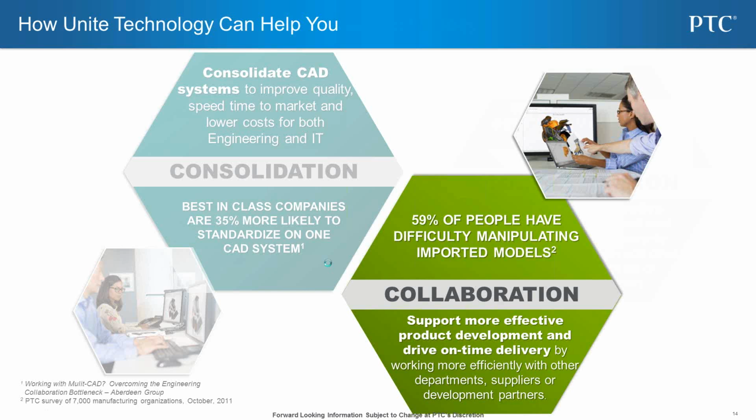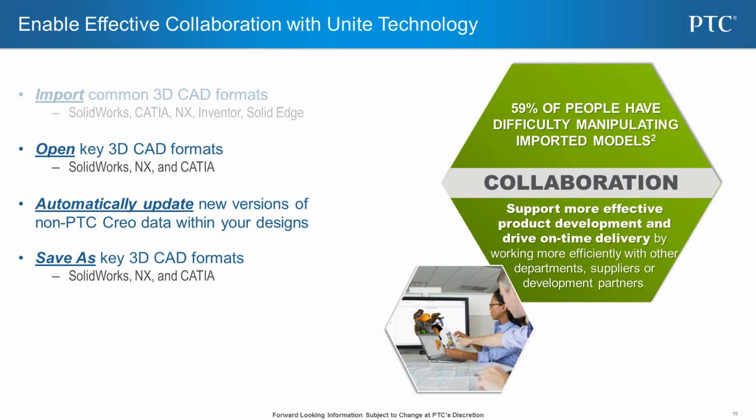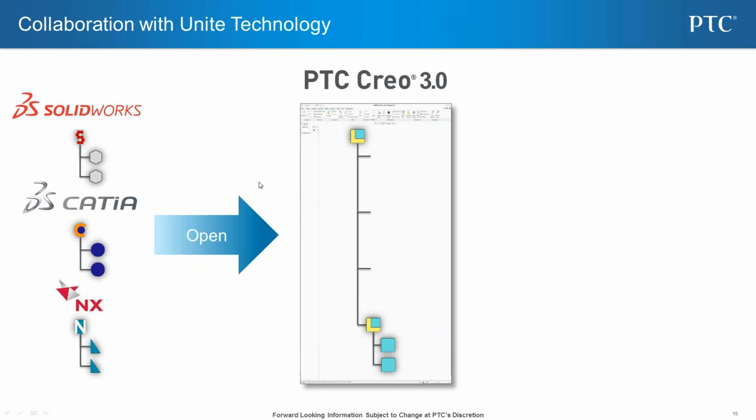Now for this, we're introducing three new collaboration extensions: one for SolidWorks, one for NX, and one for CATIA. Working in conjunction with the open capability, they will also provide you the ability to receive automatic updates and to save your data out as SolidWorks, NX, or CATIA. So again, let's take a graphical look at how that works.